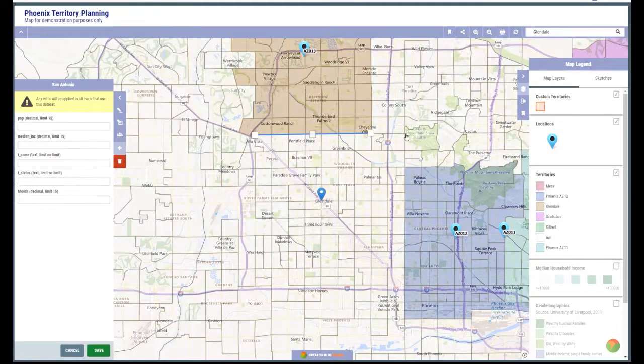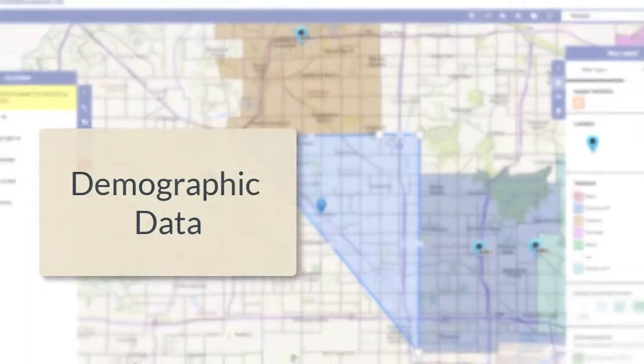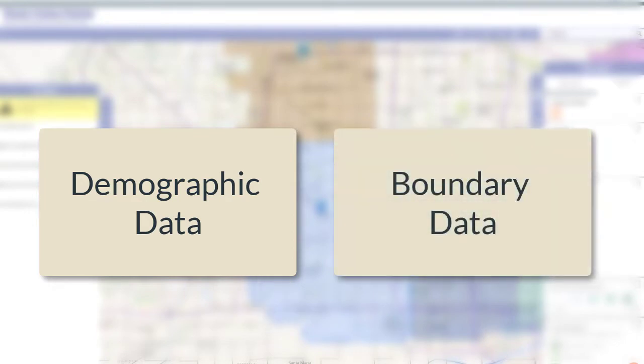When it comes to mapping territories, there are two kinds of data to think about. The first is demographic measures such as age, income, and so on, and the second is boundary data such as zip codes.